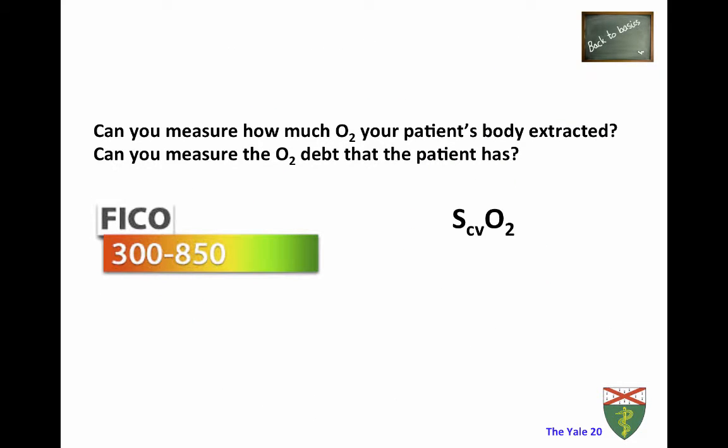So let's take a look at our financial analogy again. In the finance world, we have credit scores, which indicate how well a person pays back their debts. Similarly, we can look at the SCVO2, or the central venous O2 saturation, to give us an idea of how much the body is digging into its savings and how it's dealing with the accrued oxygen debt.